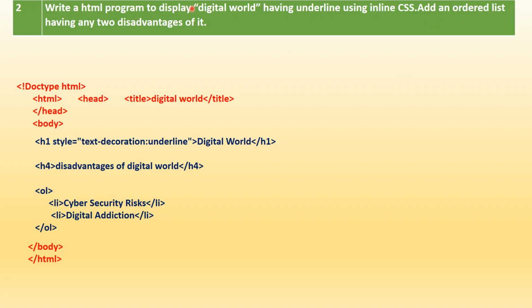Now the ordered list of 2 disadvantages of digital world. So I have given an H4 for that. Any heading you can use. After that, it's an ordered list. So I will write OL, it's a container tag, and the 2 list items I have mentioned here, the 2 disadvantages.